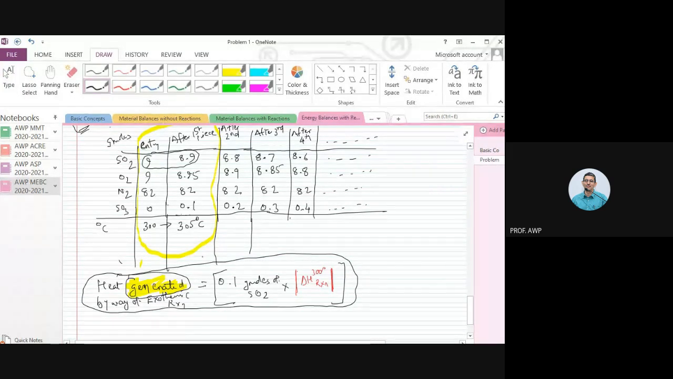Okay, now go to the second piece of the reactor. In the second piece of the reactor, 0.1 moles are reacting. So how much heat is generated by way of the exothermic reaction in the second piece? It would be 0.1 gram moles of SO2 multiplied by heat of reaction at 305 degrees centigrade. Do you agree with that? Because the reaction is happening at 305 now. The gases are entering the second piece at 305. Do you agree? Do you disagree?